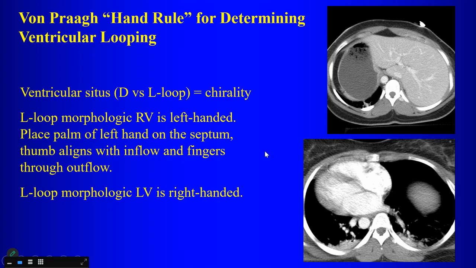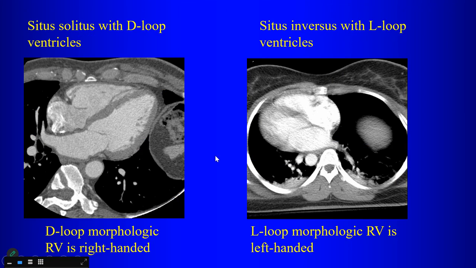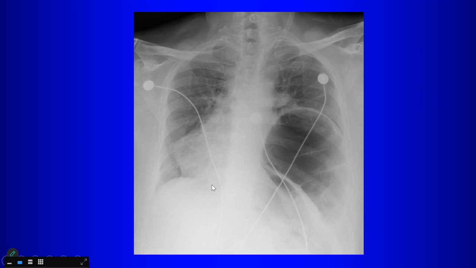Now, we also said there was a shortcut. If you look at the aorta and the pulmonary artery, that also gives you a clue. Fortunately, that tends to help us too. So the D-loop morphologic right ventricle is right-handed. With L-loop ventricles, the morphologic right ventricle is left-handed. That is the von Praagh rule for figuring out the looping of the ventricles.